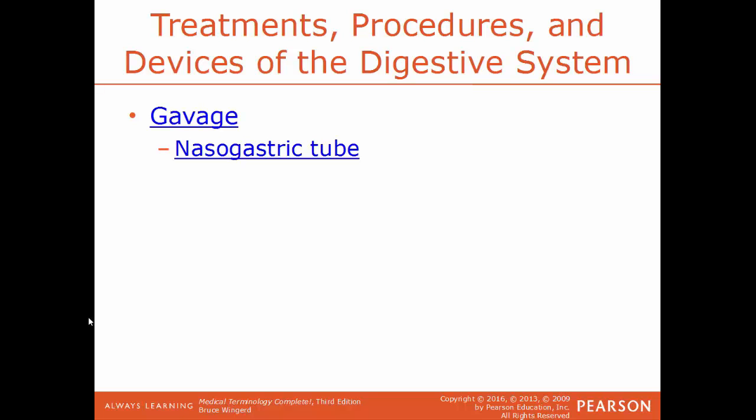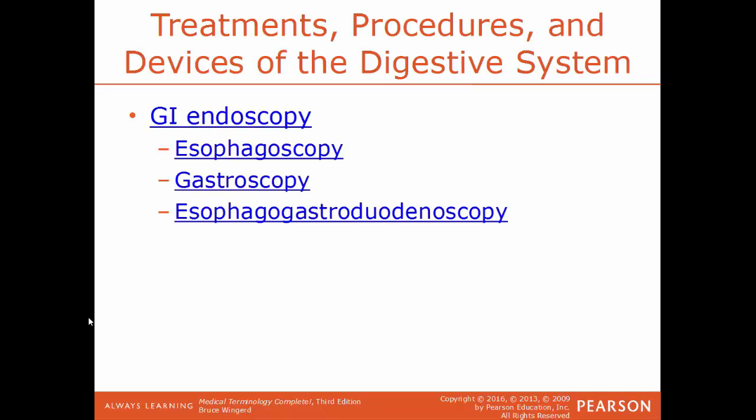So if you need to force feed someone because they can't eat on their own or if they are choosing not to eat on their own, a gavage would be necessary. GI endoscopy, of course GI stands for gastrointestinal. This is a visual examination of various parts of the gastrointestinal tract, and depending on what part of the tract you're looking at, it will have different names, which is what we have here for our next three terms.